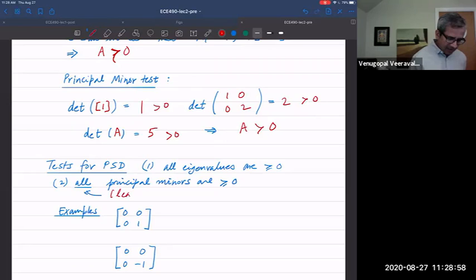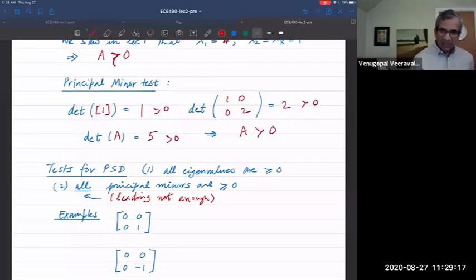So it's not enough for the leading ones to be non-negative. Again, this is something you should have seen in 415. So it's not enough to check the leading ones. You need to check all. And let's see why, and let's look at an example.